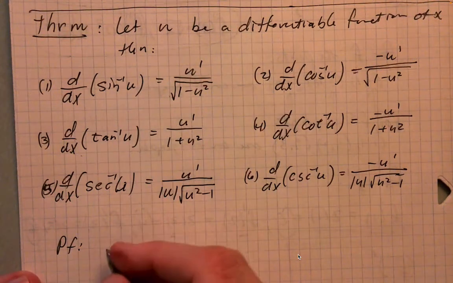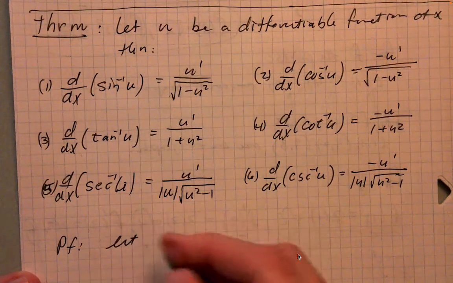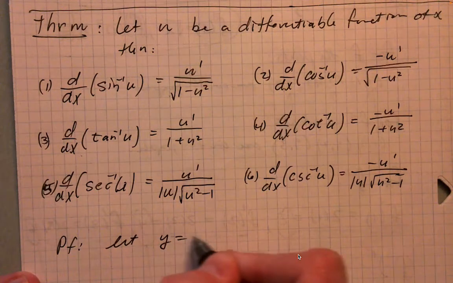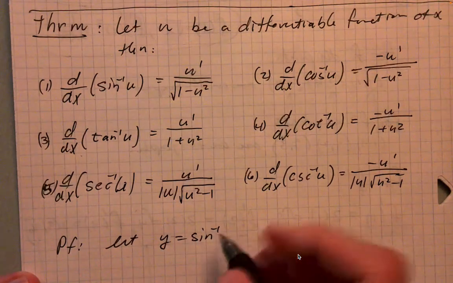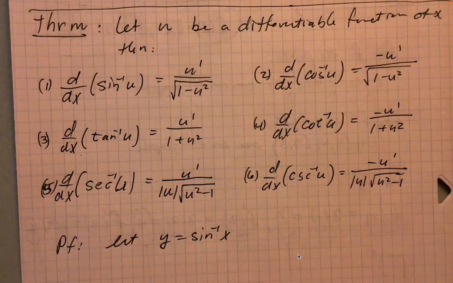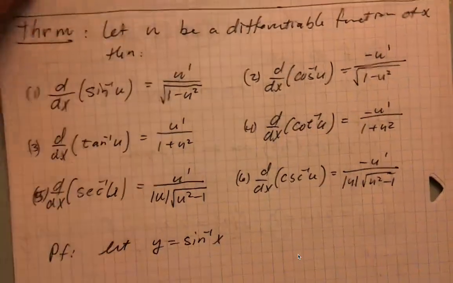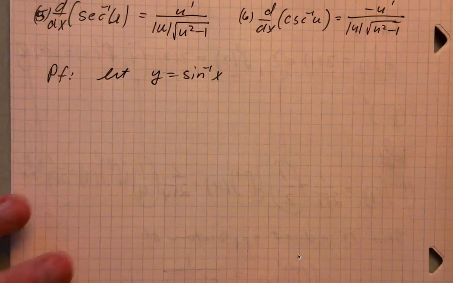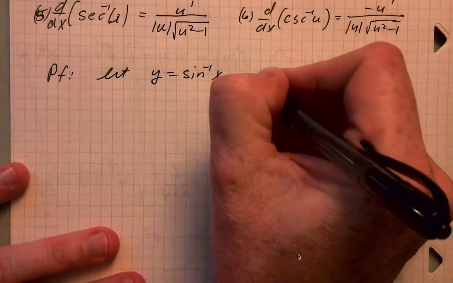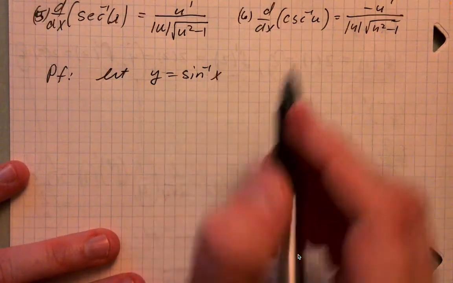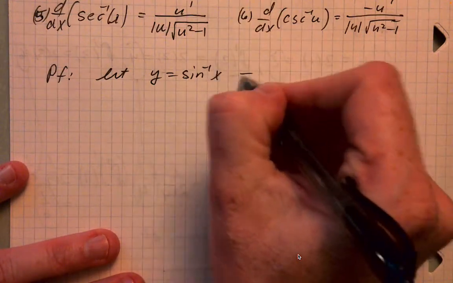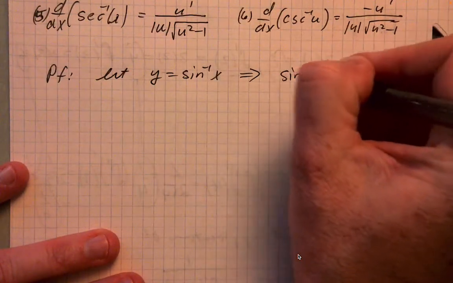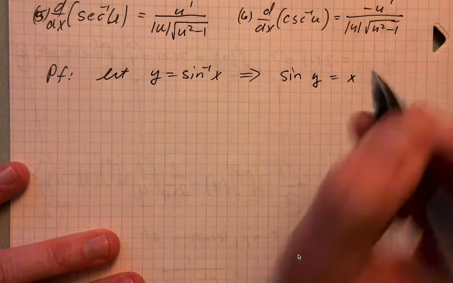But let y equal the inverse sine of x. Okay, so that's what we'll start with, and we'll prove that this form is what comes out. We don't know anything about inverse sine, so let's rewrite this as the sine of y equals x.